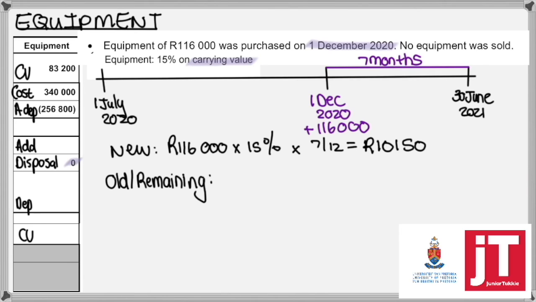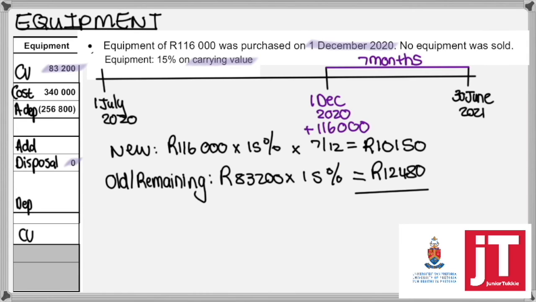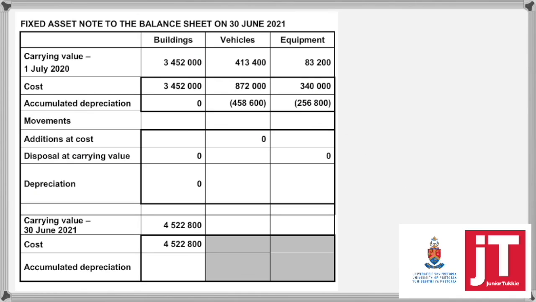Why? They provided me with the carrying value in the beginning. I don't need to calculate it. So I simply take that times 15%. So my total depreciation on equipment is 22,650. So now that we've looked at all the calculations in detail, we are going to complete the fixed asset note, and we're going to start with buildings.